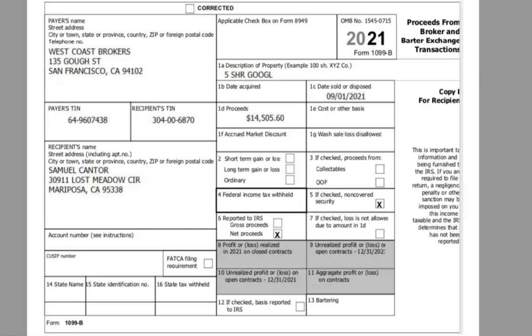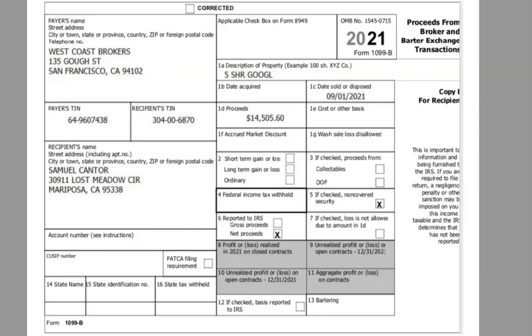Now let's look at the transaction for the sale of inherited stock. And the issue here is that box 1B, date acquired, and particularly 1E, the cost or other basis, are blank. They are blank because West Coast Brokers was not involved in the purchase of this stock. It was transferred to the broker's company from the settlement of an estate. And so they don't know, the computers don't know the date acquired, or again, more importantly, the cost.